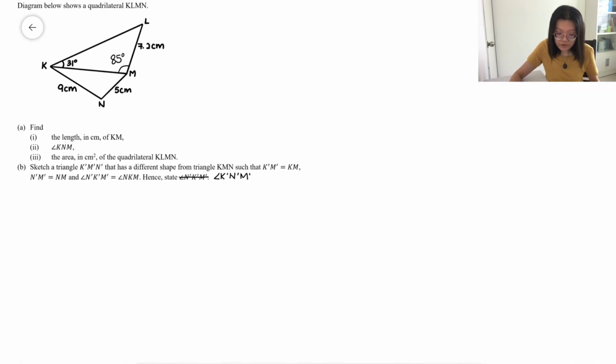Let's look at this question. The diagram below shows a quadrilateral KLMN. My dear friend, you have to remember that a quadrilateral has 4 sides, right? It can be formed by using 2 triangles. This quadrilateral KLMN is actually formed by joining up triangle KLM and triangle KMN. Do you agree? Yes, right? So, let us see. Part 1. Find the length of KM. This is what we want.